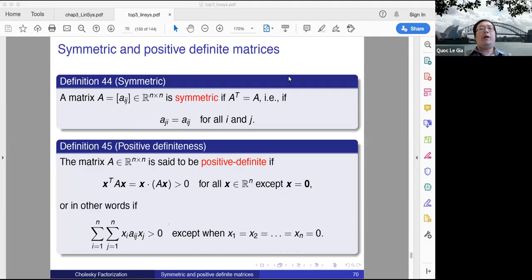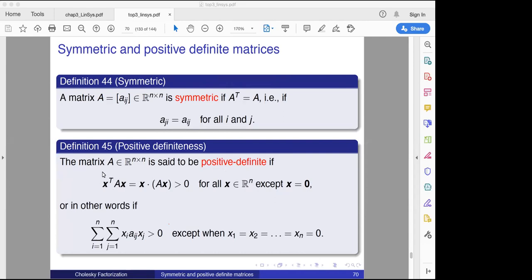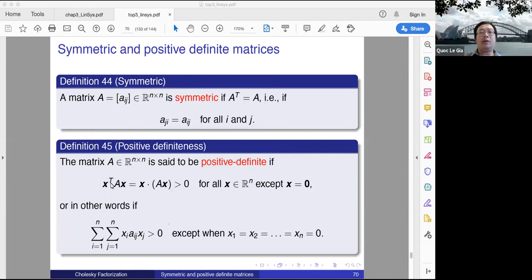Okay, good afternoon, everyone. So the lectures today will continue about symmetric and positive definite matrices. So remember last time we said that a matrix is positive definite if this quantity X transpose AX is positive for every non-zero vector X, except when X is a zero vector.